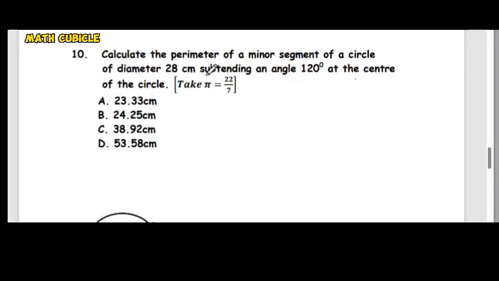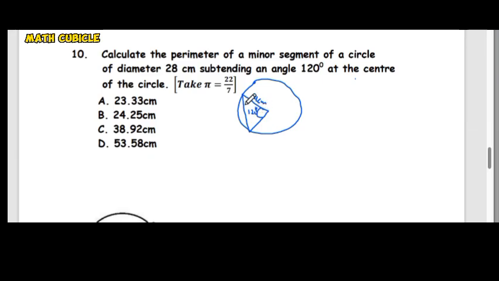Question number 10. Calculate the perimeter of a minor segment of a circle of diameter 28 centimeters. Let's quickly sketch the circle. This is the major segment, minor segment. This is the center of the circle. It has a diameter of 28. If the diameter is 28, that means the radius is 14 centimeters. Then theta is 120, so it subtends an angle of 120 degrees.